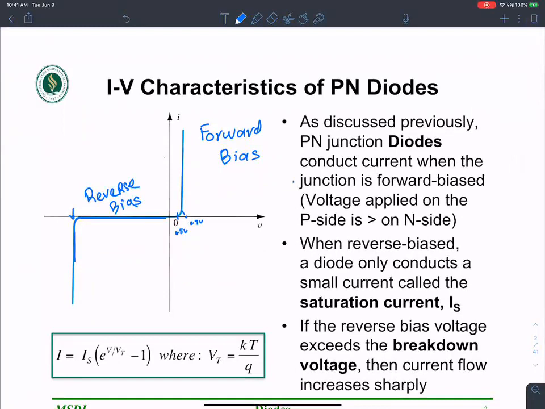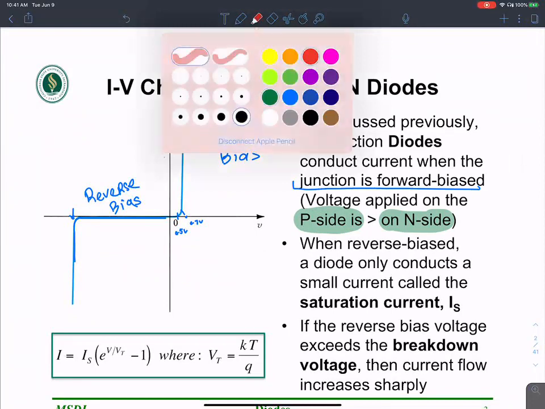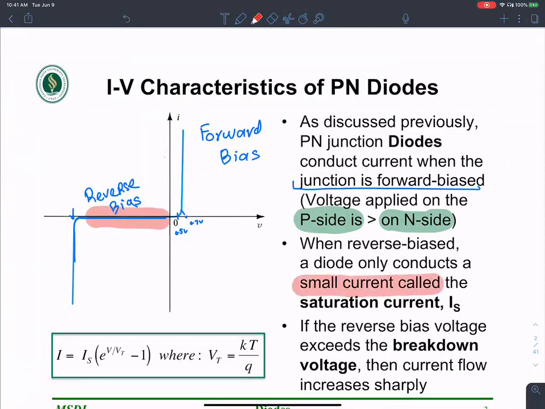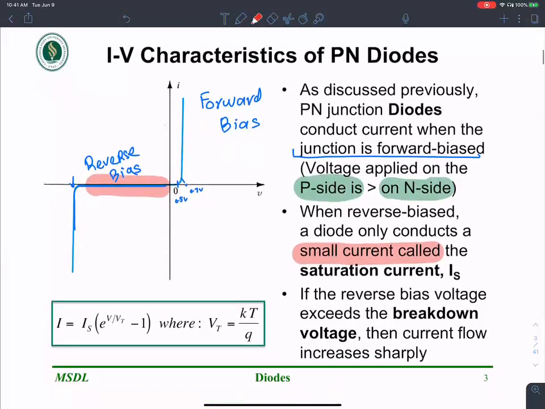Diodes conduct current when the junction is forward biased. That is when the voltage that is applied on the P side is greater than the voltage that is applied on the N side. On the other hand, when the diode is reverse biased, there's only a tiny amount of current, called the saturation current, IS. If the reverse bias voltage exceeds the breakdown voltage shown in purple here, then the current flow increases sharply in the breakdown region. There are two effects responsible for this, the Zener effect and the avalanche effect. Something we discussed.